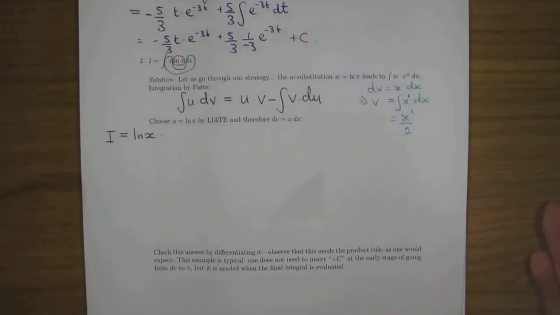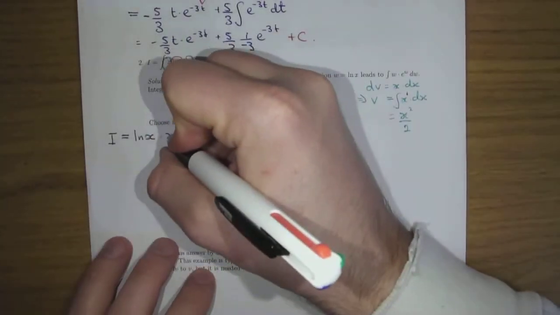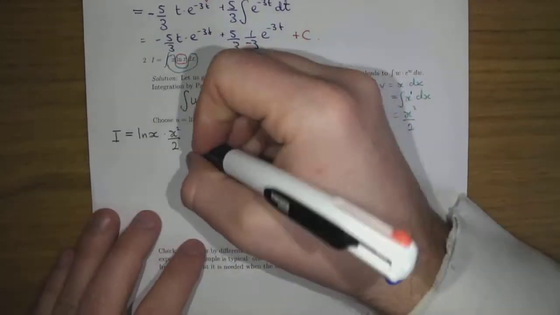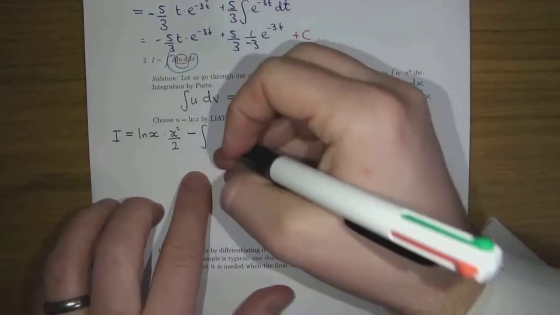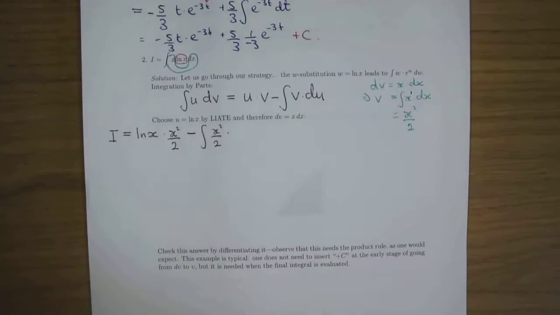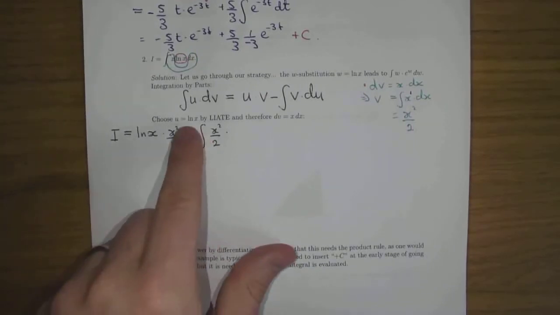Okay, you don't need the plus c here, by the way. Long story, but just take my word for it. So there's no need for plus c, just a plus c at the end. Long story, we won't worry about it. So this is times x squared over 2 minus antiderivative of v, which is x squared over 2, times du. Now how do you get du? Well, to get du, you differentiate u. We've said that u is equal to log of x.